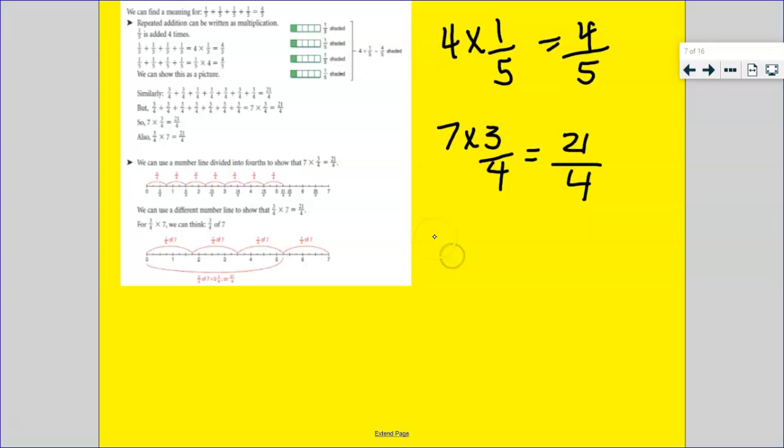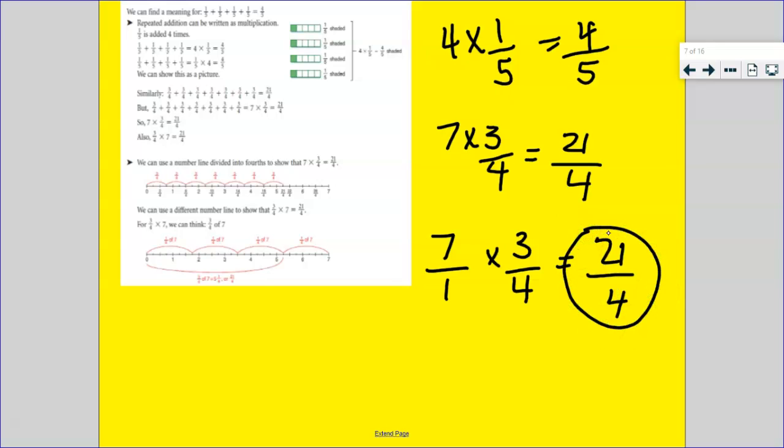So let's write 7 as a whole number, but as a fraction. And when you're multiplying by that other fraction, really all you're doing is multiplying the numerators and the denominators. 4 times 1 is 4. So tops by tops, bottoms by bottoms, and that gives you your answer.